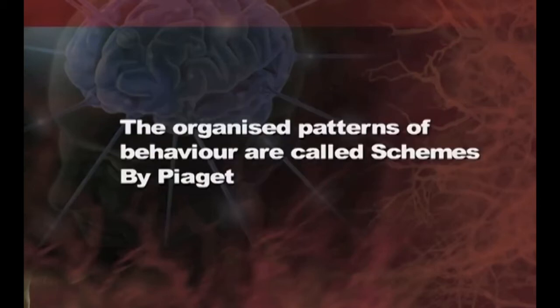The organized patterns of behavior are called schemes by Piaget. Children formulate these schemes as they interact with their environment. Schemes can be behavioral or cognitive.